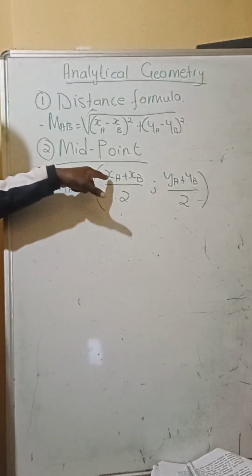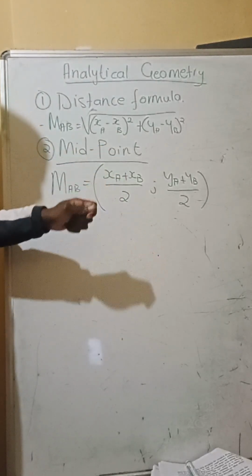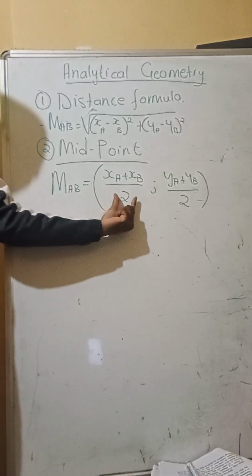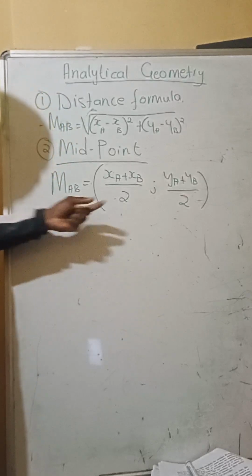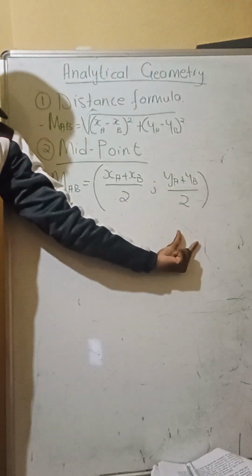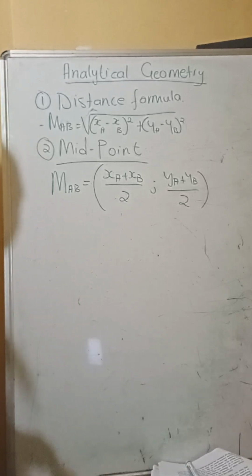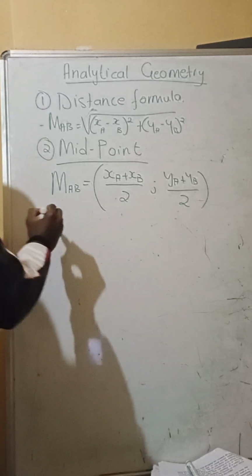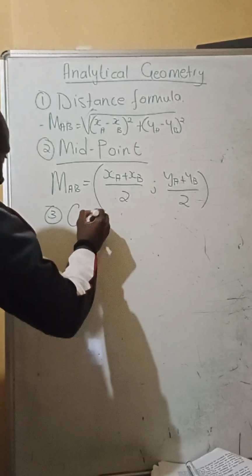So you're going to take the x of one point, add it with the x of another point, and then divide by 2. Here you will be getting the value of x for your middle point. Here you will get the value of y for the middle point. This is the second formula.